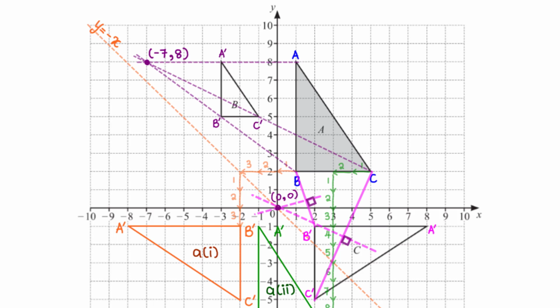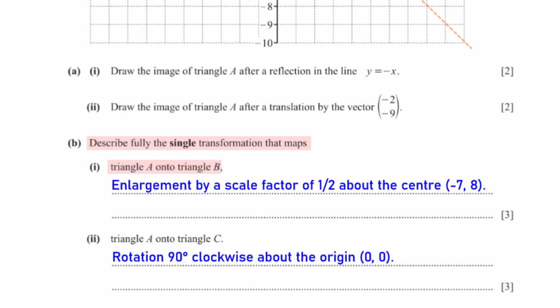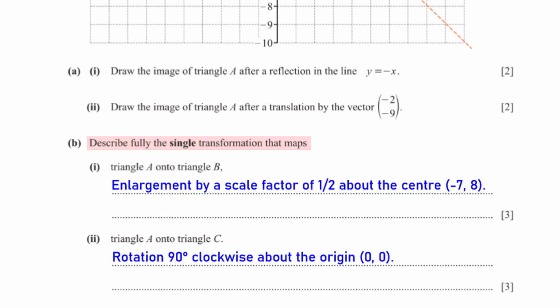We can do this by connecting at least 2 corresponding points on triangles A and B. When we do this, we get the center of enlargement as -7, 8. And so the full description for the transformation will be enlargement by a scale factor of half about the center -7, 8. Describe fully the single transformation that maps triangle A onto triangle C.